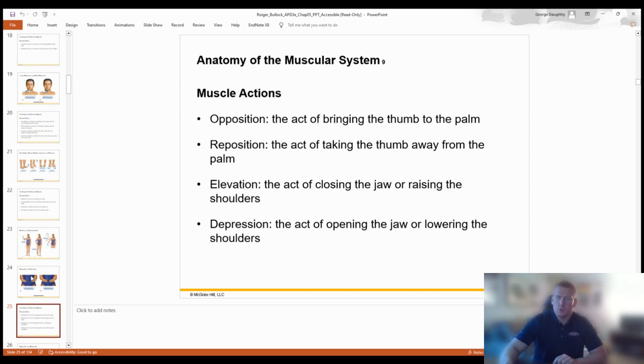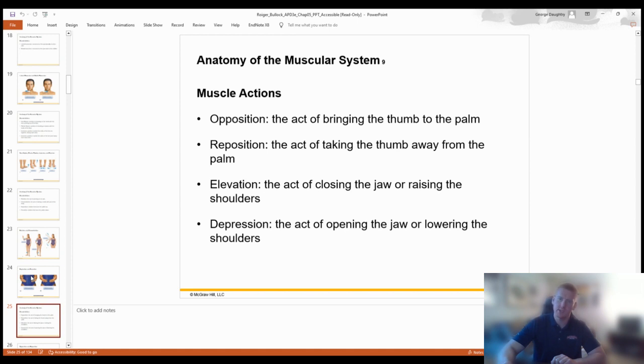If I raise the shoulders up, right, then that is a form of elevation. And if I depress, meaning that I've pushed them down a little bit farther than the anatomical position, then I have depressed the shoulders, right? But they can also be referring to the jaw. Once again, the jaw can do many things. Elevation, the act of closing the jaw or raising the shoulders. Depression, the act of opening the jaw or lowering the shoulders.